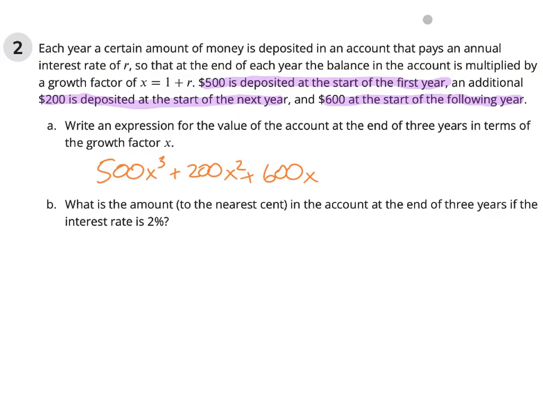Okay, now if you put this into the calculator, what does it amount to, to the nearest cent, for the account at the end of 3 years if the interest rate is 2%? We're going to come back to this in Unit 4. But if you're really interested, basically what you do is put 1.02 in for X. X is 1.02, and you should get a dollar amount of $1350.68.